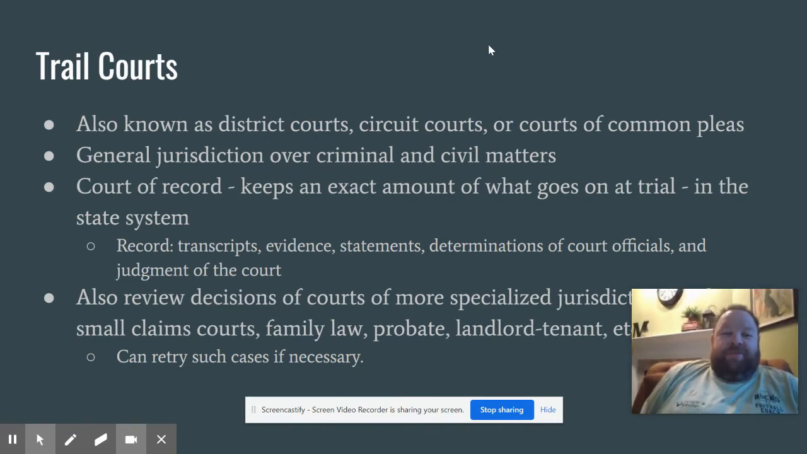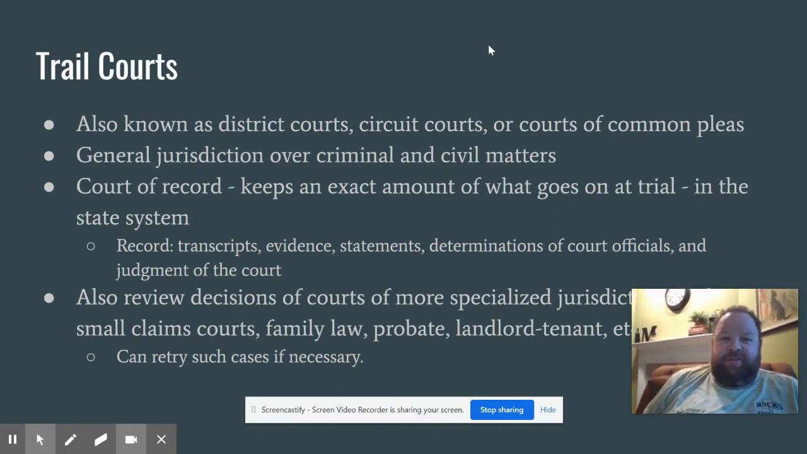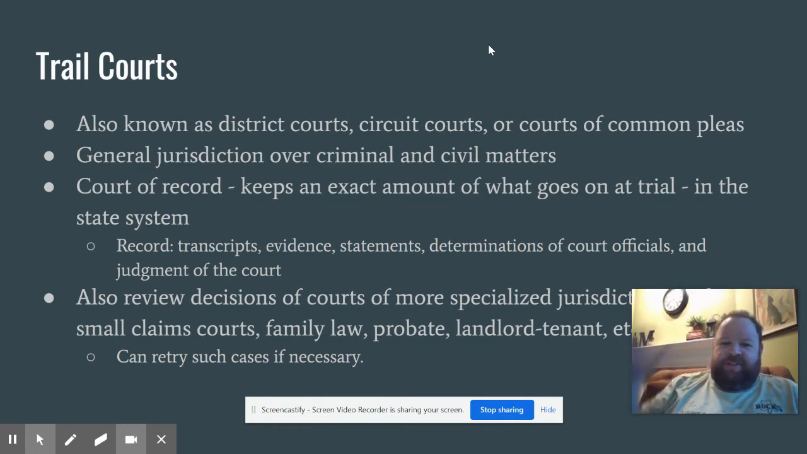Anyway, trial courts. Trial courts are also known as district courts. You might have heard them as circuit courts, and in some states, they're called courts of common pleas. They have general jurisdiction over criminal and civil matters. So, kind of the first court you go to when something happens. They're the court of record, so they're the courts that keep the exact account of what goes on at trial. They record the transcripts, evidence, statements, determine court officials, and judgment of the court.